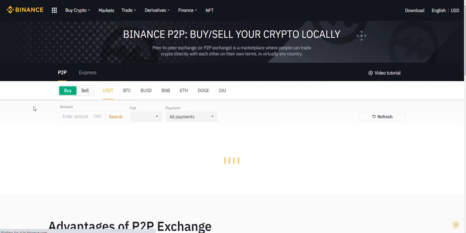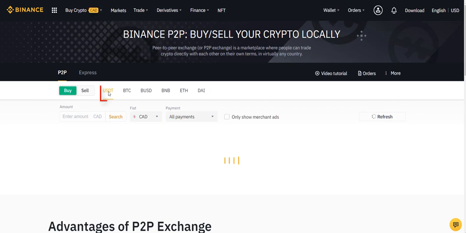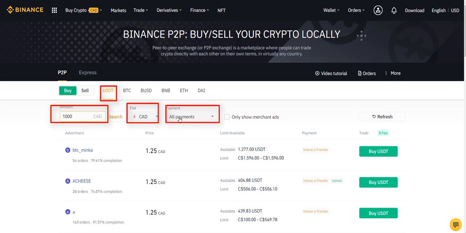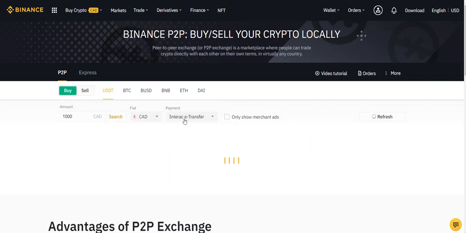So once I click here, basically, I make sure that I'm in USDT. I select my country's currency. I enter the amount of money. So for example, I could want to buy $1,000 Canadian and convert it to USDTs. And the payment option in my case is Interac Transfer. It's basically a bank transfer.